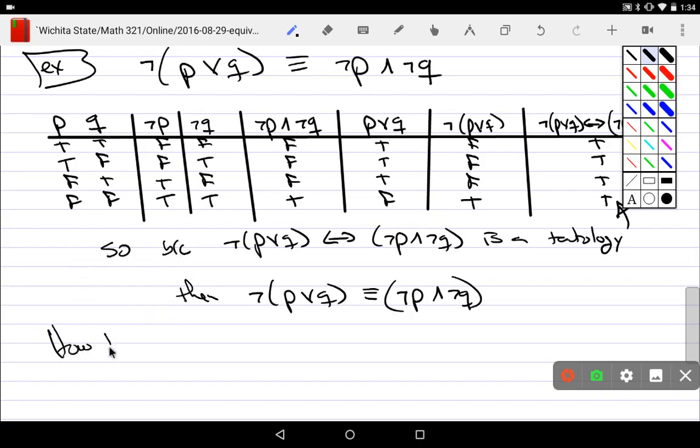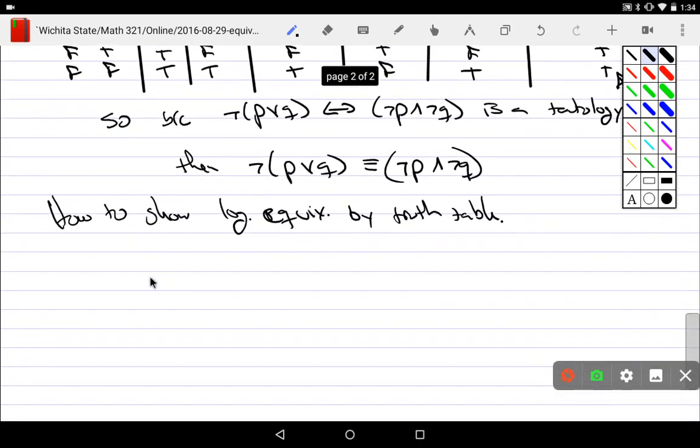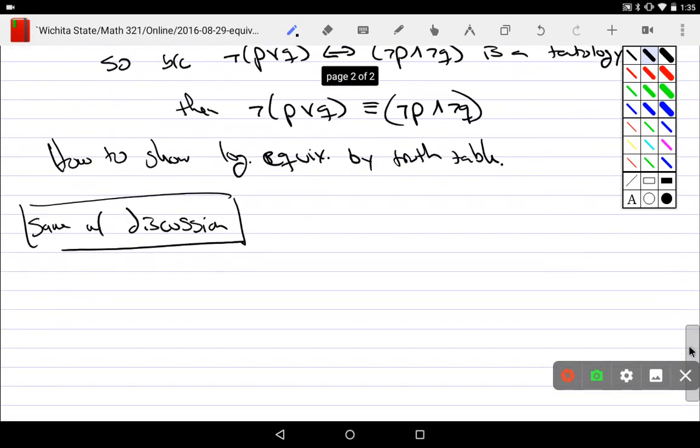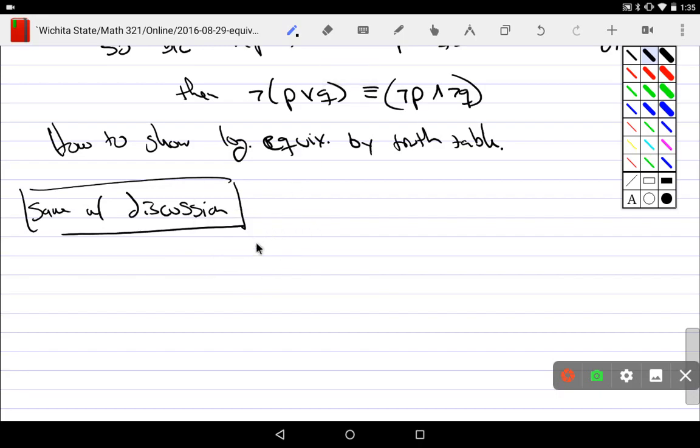So that's how to show logical equivalency by truth table. On the other hand, if you didn't want to use a truth table, you could do the same with a discussion. And so you would look back at the problem, and you're definitely going to have to listen to this.